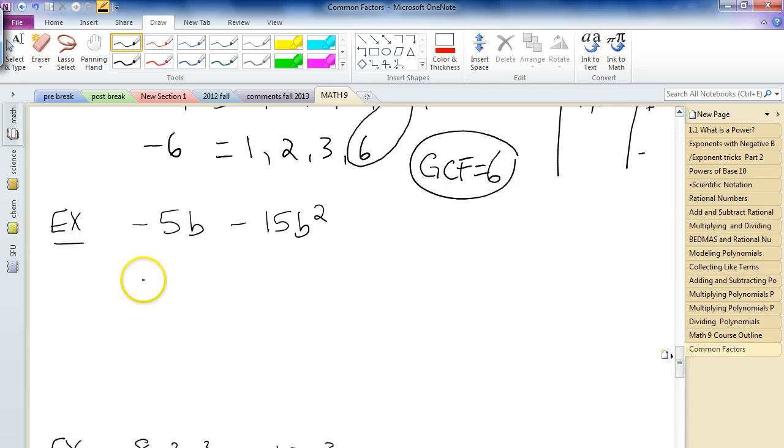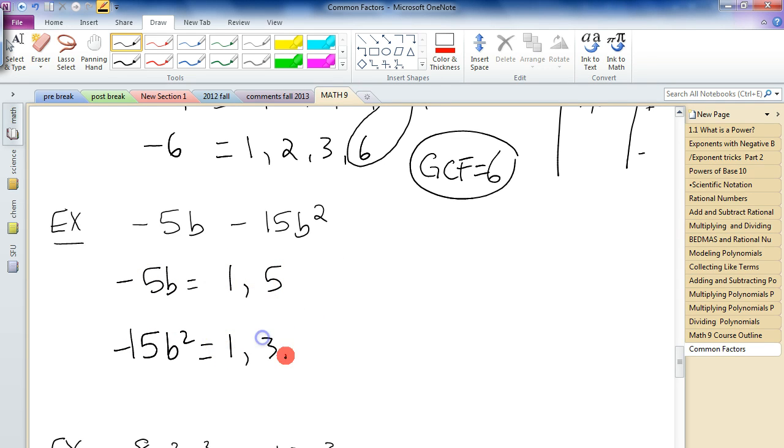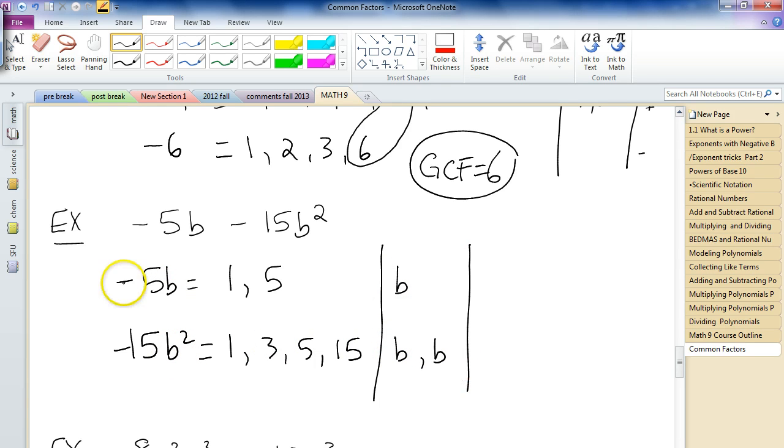Now, what about this one? Negative 5b. Negative 15b squared. Let's take a look at the numbers. What are the factors of 5? 1 and 5. What are the factors of 15? 1, 3, 5, 15. That's it for the numbers. Let's look at the letters. We got 1b, b. We got 2 b's, b squared, b, b. Now let's look at the signs. We got a negative, and we also have a negative.